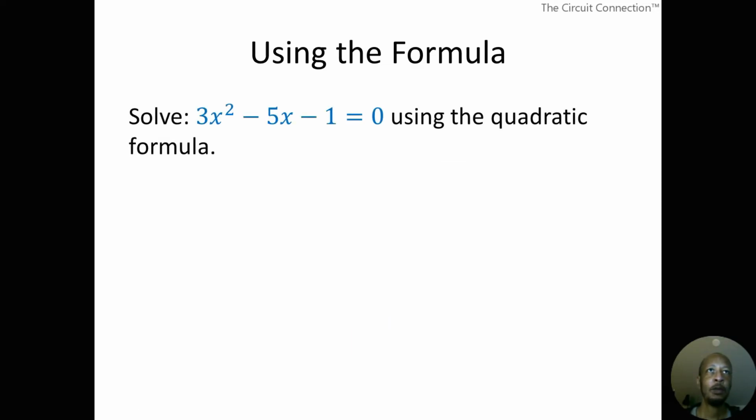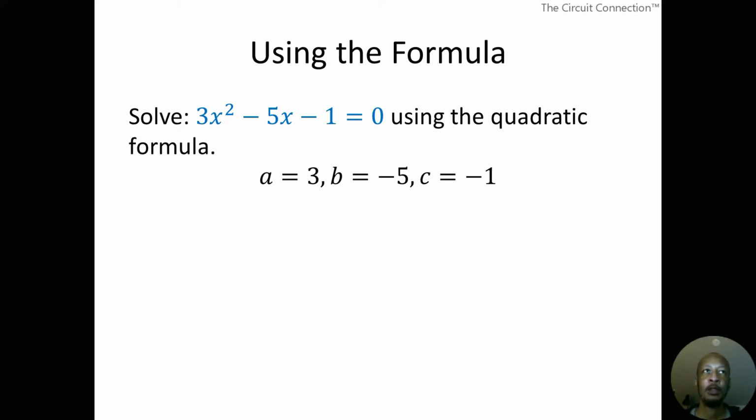So I'm going to use the formula now, and to use the formula, I'm going to first solve 3x squared minus 5x minus 1 equals 0 using the quadratic formula. And so in this example, a equals what? It's the 3, right? a equals 3. b equals negative 5. c equals negative 1.